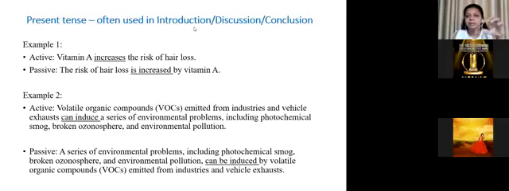Okay, we'll talk about the tense we use when writing the sections of a research paper. So it's a simultaneous thing. We'll be talking about the tense plus the active voice and the passive voice aspect.